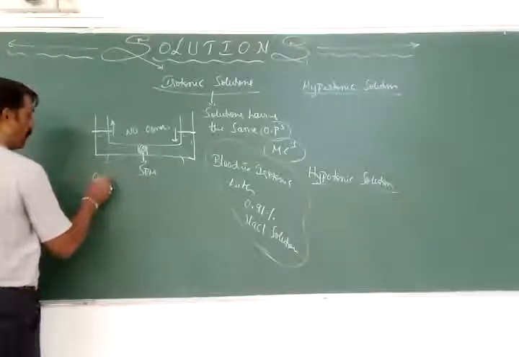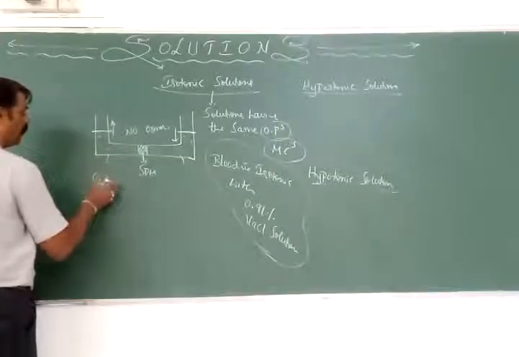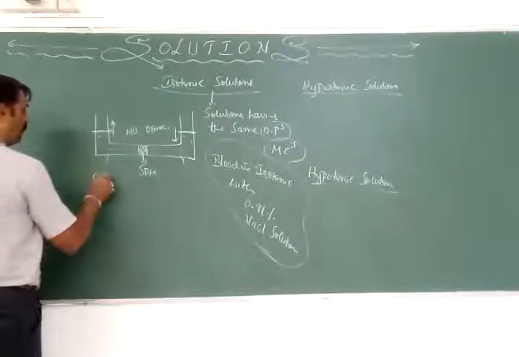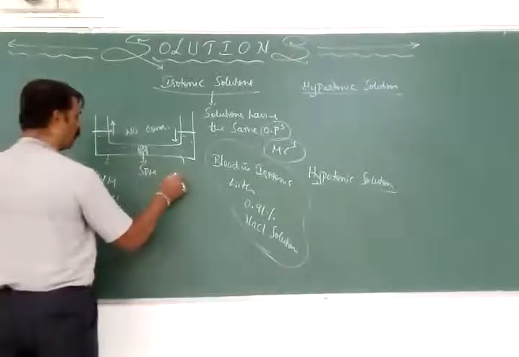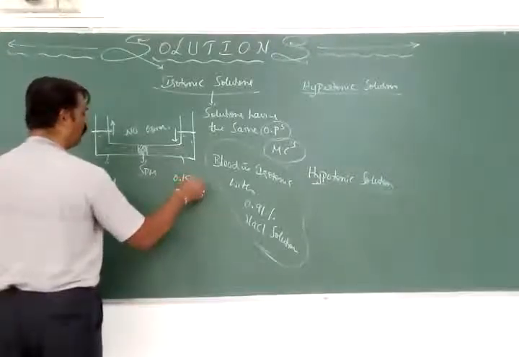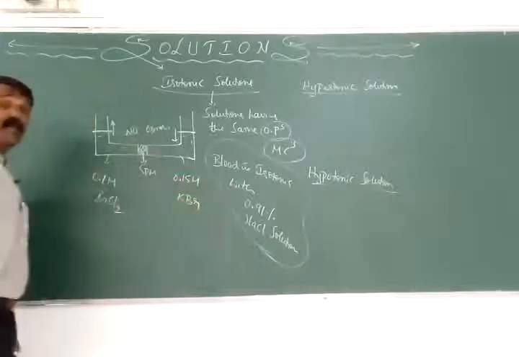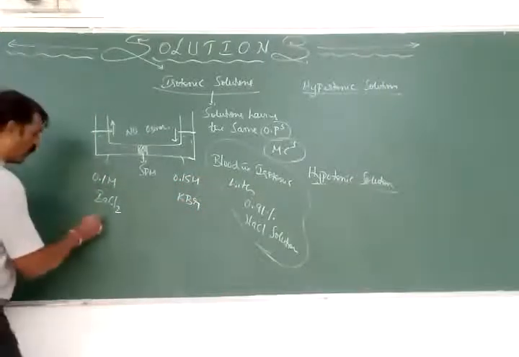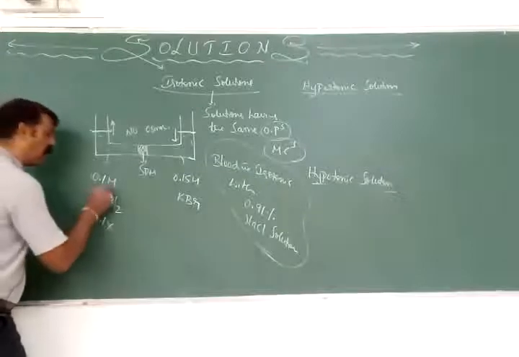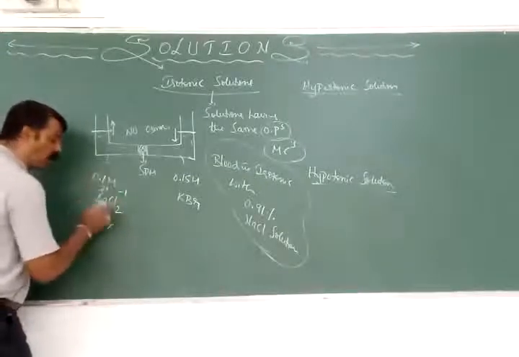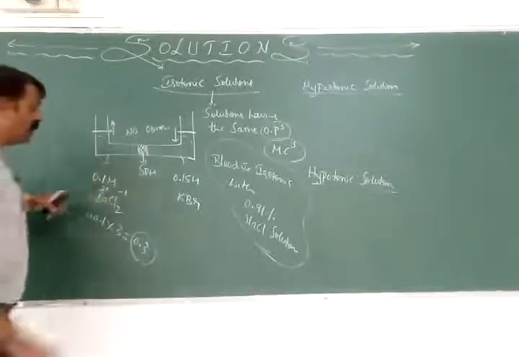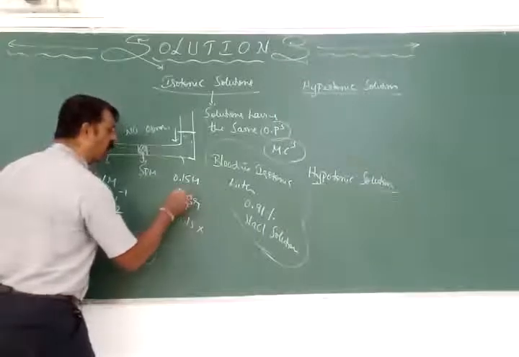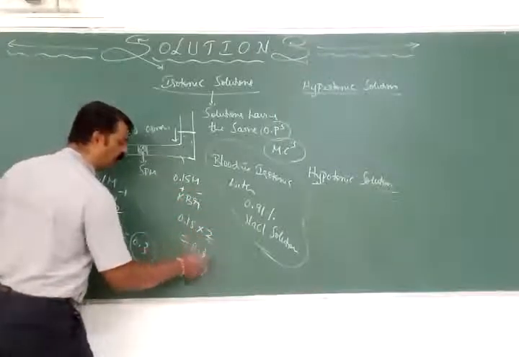0.1 molar barium chloride with 0.15 molar potassium bromide are isotonic. Why? Because 0.1 into how many particles? 1 barium and 2 chloride, so 3 particles. This is 0.3 molar. And here, 0.15 into how many particles? K+ and Br-, into 2, that is equal to 0.3.